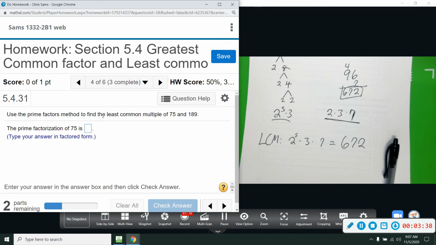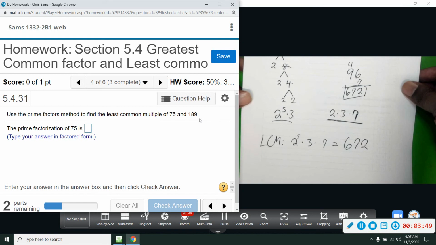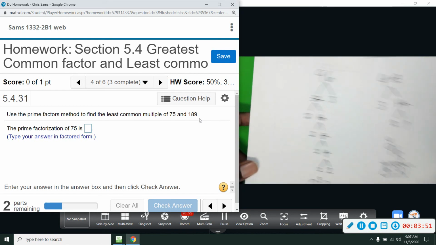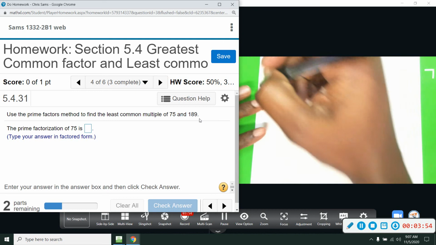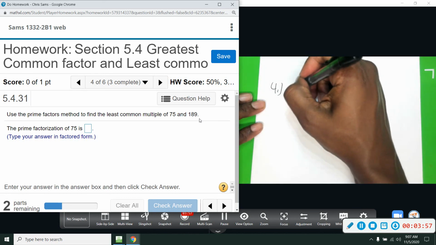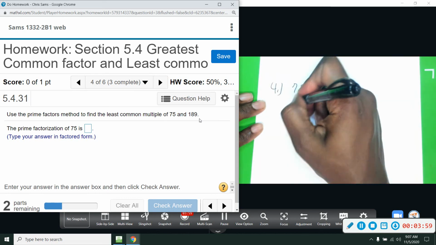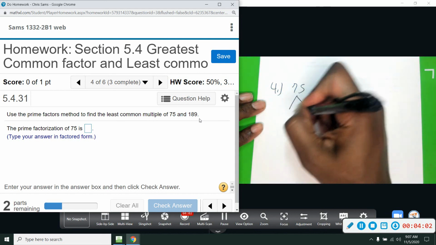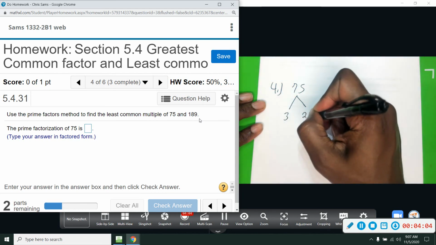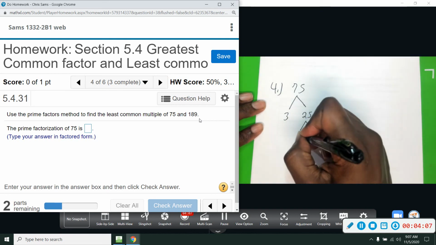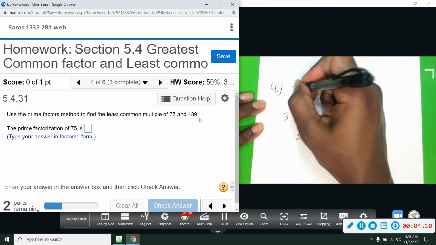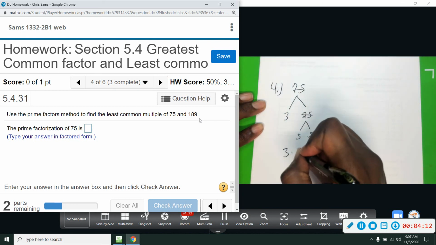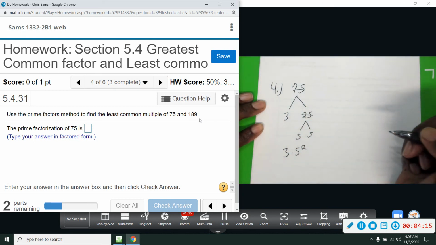All right, so again, we're going to do the prime factorization method to find the least common multiple of 75 and 189. So they're kind of forcing your hand here because they want the prime factorization of 75. So you have to know how to do that method. 75, I think about quarters. This is 3 times 25, and then 25 is 5 times 5. So the prime factorization is 3 times 5 squared.